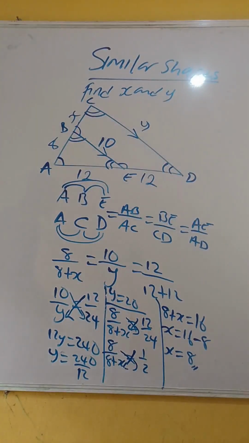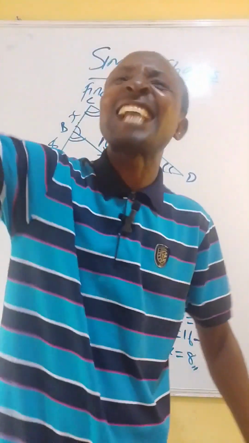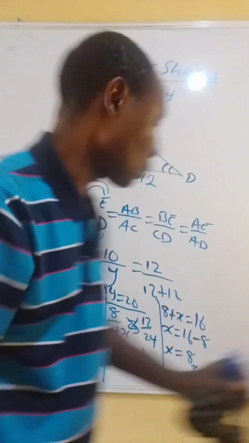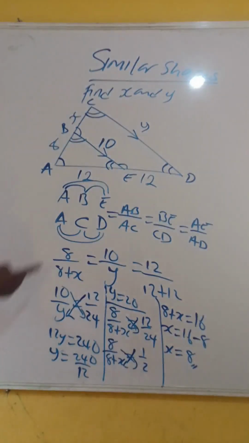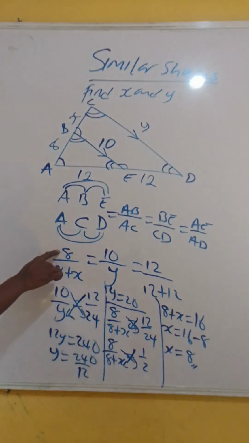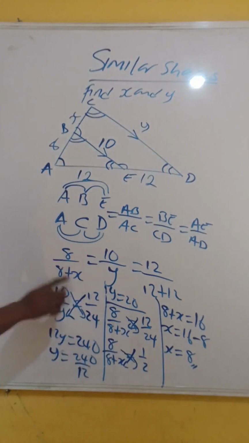And you ask me, oh yeah, let us prove. Some people will say these teachers are lying. Oh yeah, let us see whether the ratio of their corresponding sides are equal. So 8 over 8 plus x, and my x is already 8. So 8 plus 8 is 16. 8 over 16, if you reduce it, you get 1 over 2.